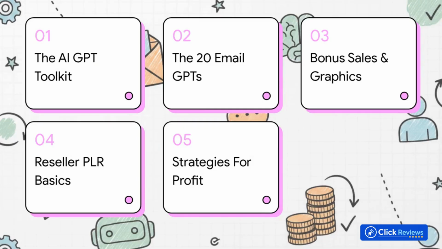So here is the agenda for how we're going to break this all down today. Number 1, the AI GPT Toolkit. Number 2, the 20 email GPTs. 3, bonus sales and graphics. 4, understanding reseller PLR. And finally, number 5, strategies for profit.